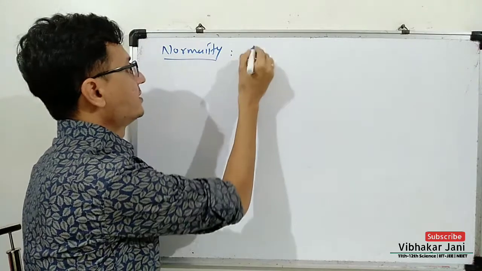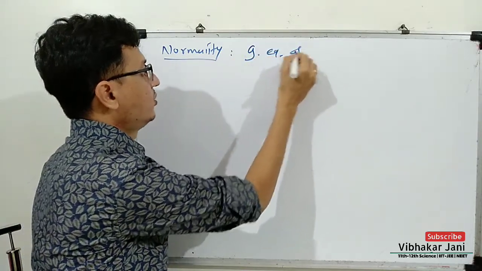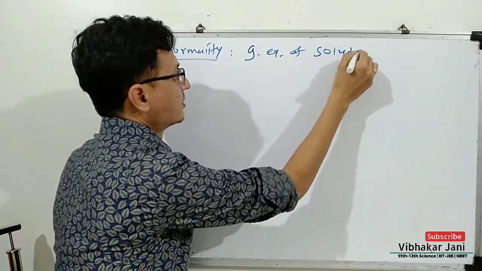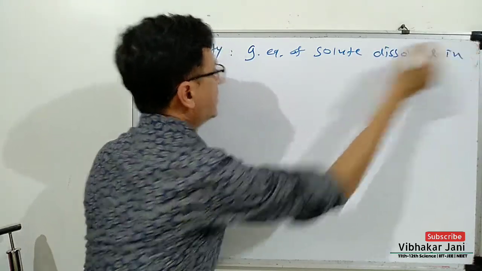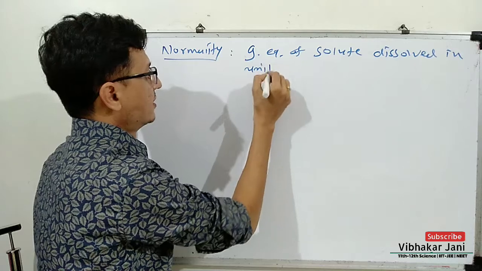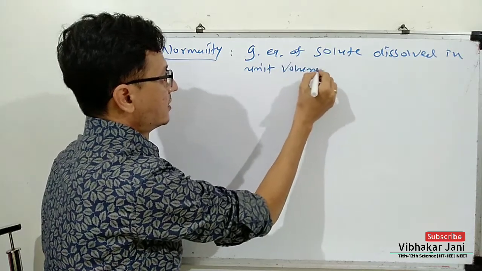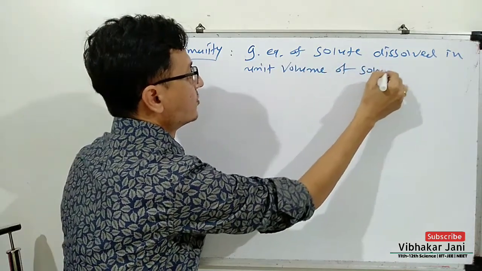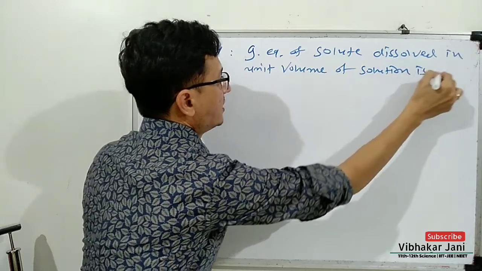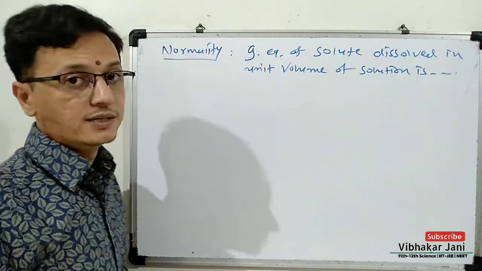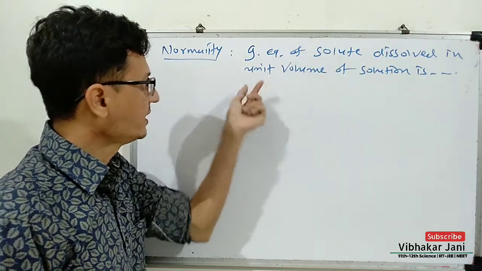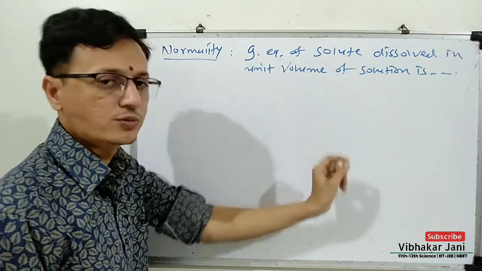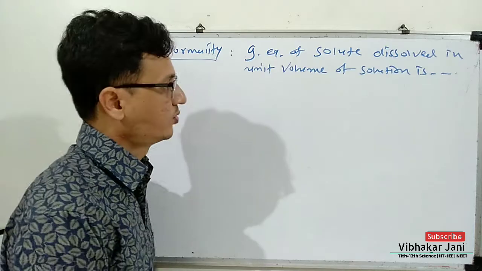Gram equivalent of solute dissolved in unit volume of solution is called normality. Gram equivalent of solute dissolved in unit volume of solution is called normality.